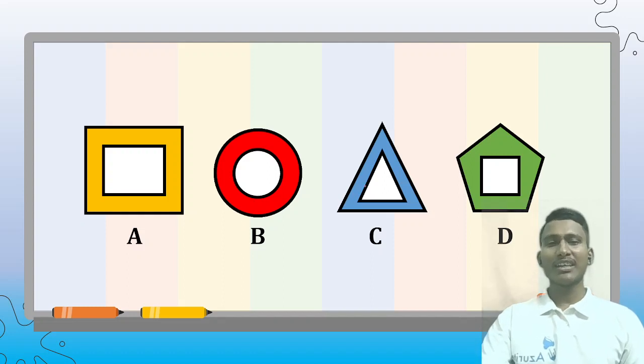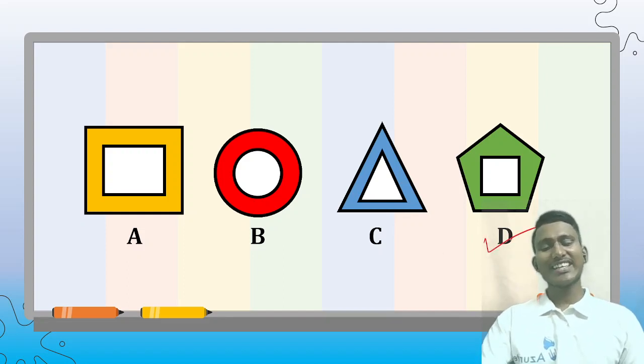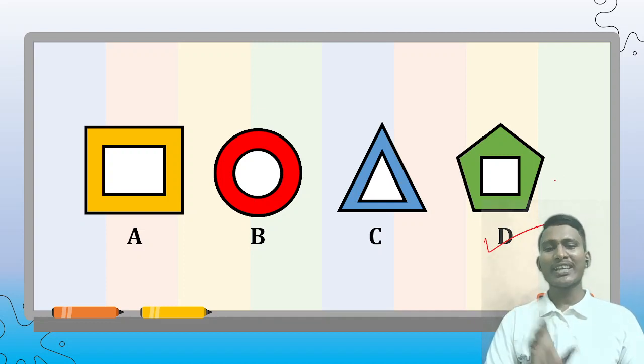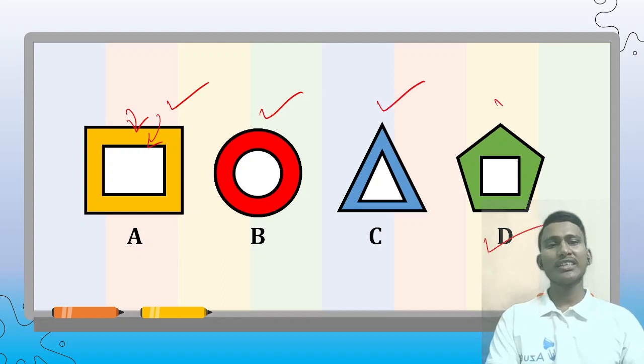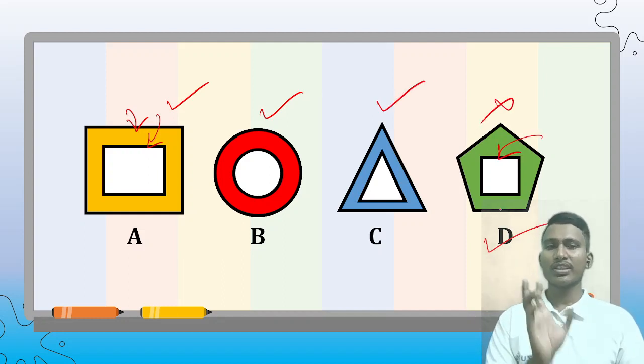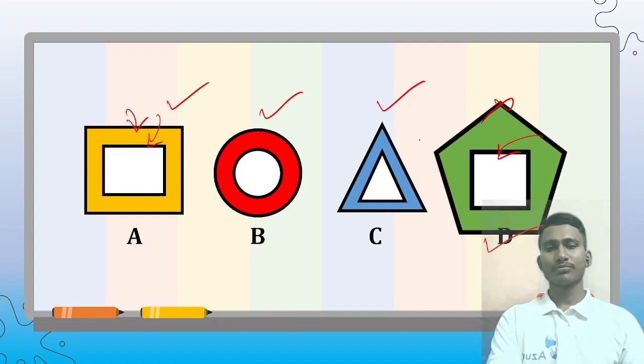Now, can anyone tell what is the option here? Yes, D is the different one. Very good. Okay, so you are identifying it very easily. If you see, the outside figure and inner figure are the same in this one also, right? In this one also, in this one also. But here it is different. The inner figure is different. So this will be the different one. Okay. So let us go for the next now.